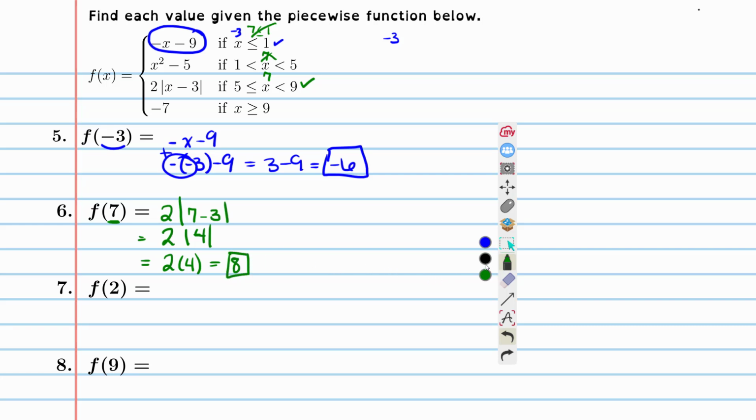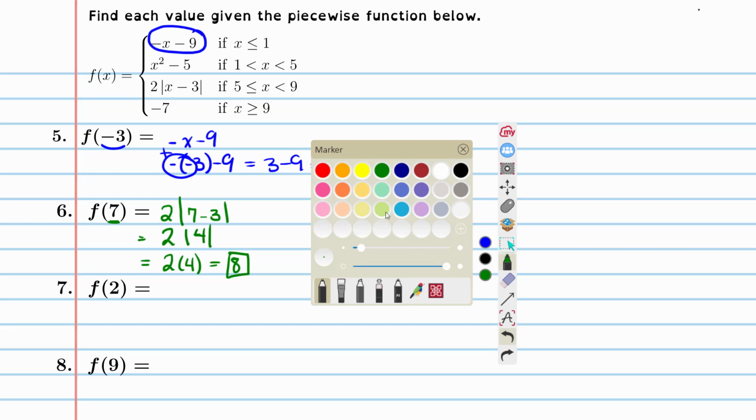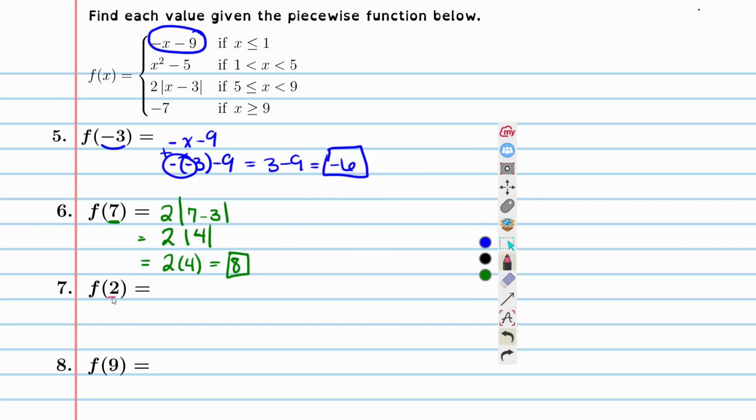So the next one I'm going to be looking at is the number 2, and I try to compare which one it fits into. Is 2 less than or equal to 1? No. Is 2 between 1 and 5? Yes. So 2 squared minus 5, which is 4 minus 5, which is -1. So that's my answer.